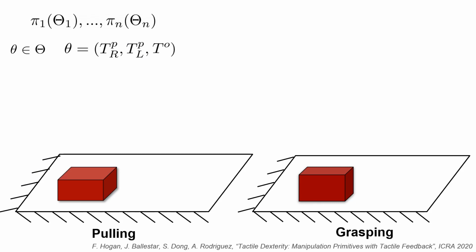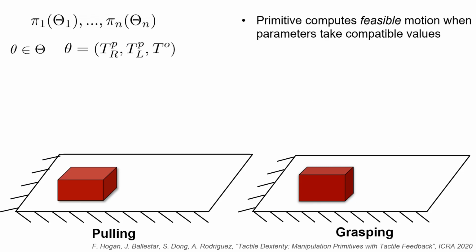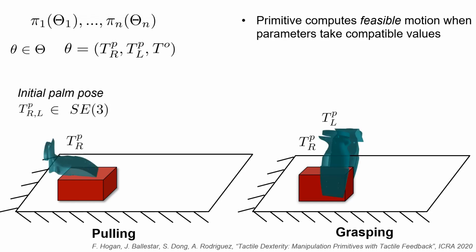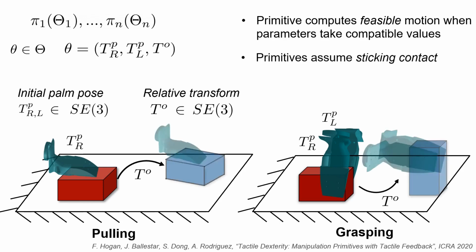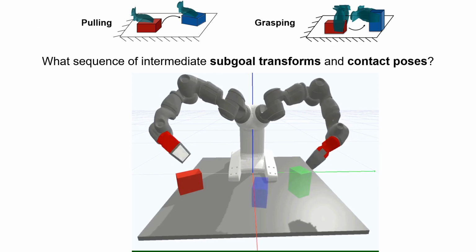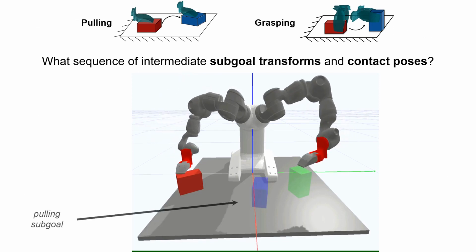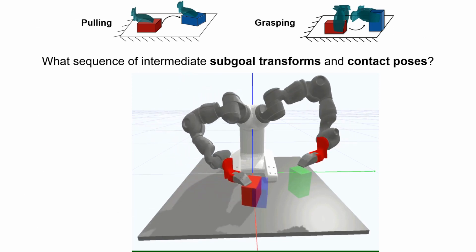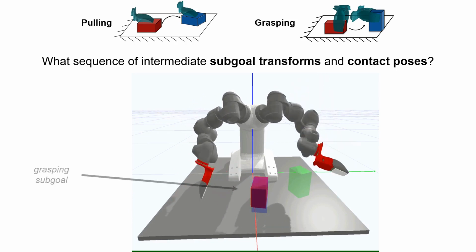We utilize primitive skills which take in parameter values and return low-level motions. The parameters are the initial world frame end effector pose and a relative transformation. All of our skills assume the robot will maintain sticking contact with the object. The problem then is to find an appropriate sequence of feasible intermediate transforms and contact poses so that the low-level motions will bring the object to the overall goal.